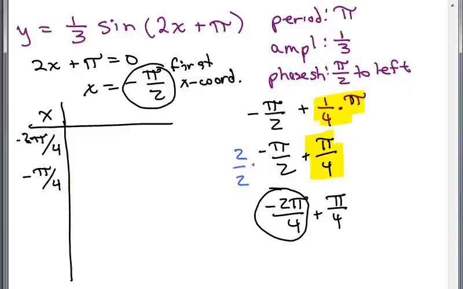So if I'm at negative pi over 4 and I add pi over 4 to that, what is negative pi over 4 plus pi over 4? I am now at 0. So that's my next coordinate. Now we're going to add pi over 4 to that. That would be pi over 4. And I'm going to add pi over 4 one more time. That is 2 pi over 4.